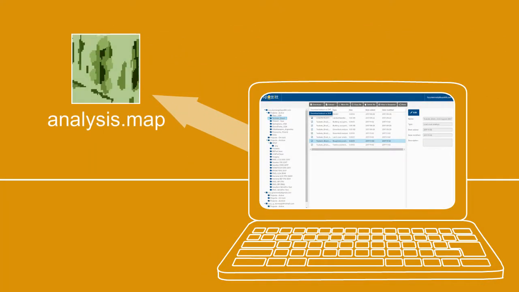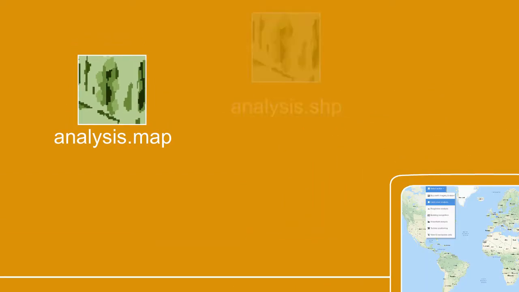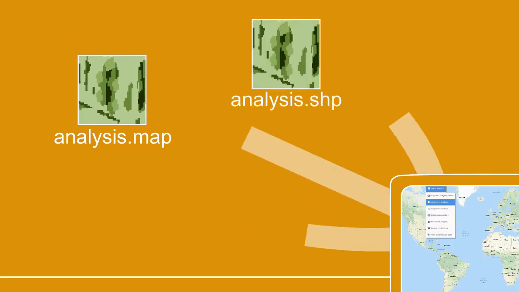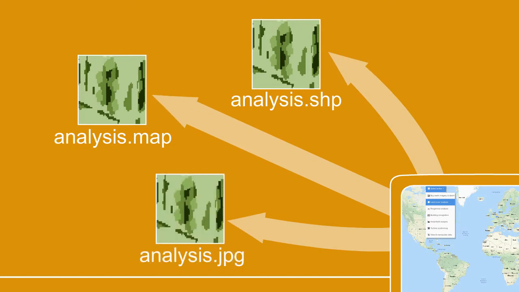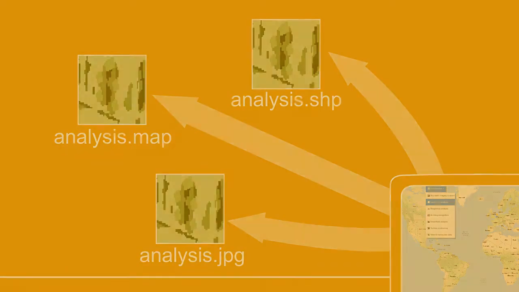Results can be downloaded in a number of formats. For example, a WASP file for import into wind modeling software, a shapefile for import into GIS software, or simply a JPEG to display your work in a report.